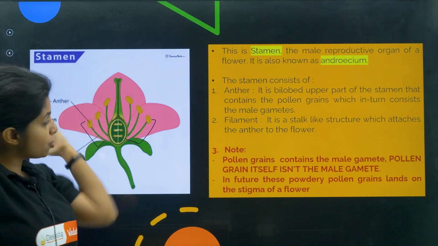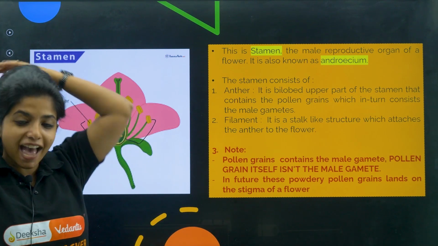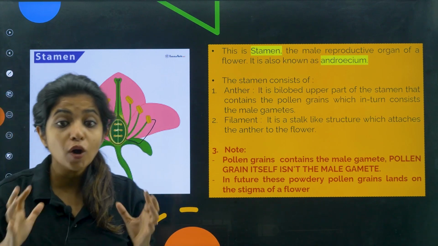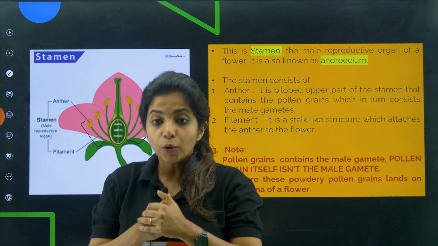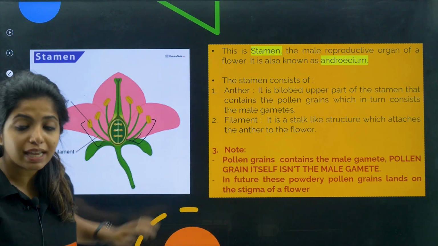One is this lobed structure that you see over here. You call this the anther. Now, the anther has lots and lots of pollen grains in it. And there is a stalk-like structure which you see over here. What do you call it? You call this the filament.